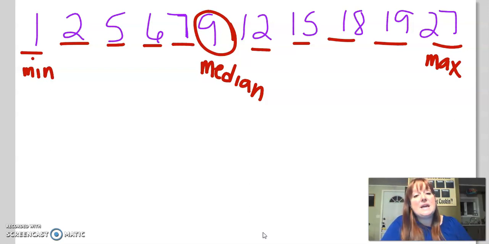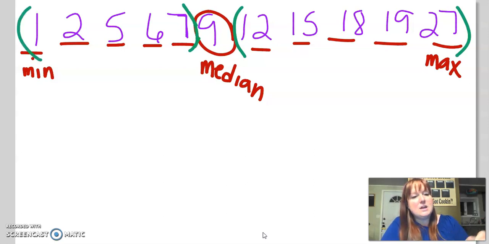Now remember, if we have a median, if we have an actual number in the middle, then we split it into the top half and the bottom half, and we don't include that middle number in either half because it doesn't really belong in the top and it doesn't really belong in the bottom. It's just the odd man out. So we're going to put parentheses around the top half and parentheses around the bottom half. So we just split this into halves, and we left the median out because the median doesn't belong in either half.